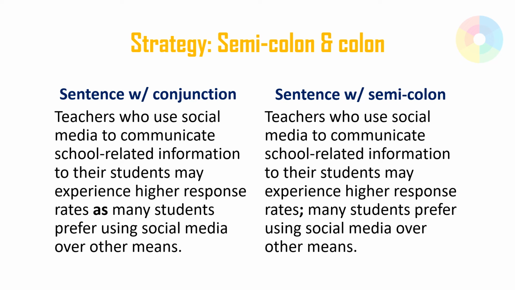So let's start with the sentence that has a conjunction, and then we're going to rewrite it with just the semicolon. Teachers who use social media to communicate school-related information to their students may experience higher response rates as many students prefer using social media over other means. Teachers who use social media to communicate school-related information to their students may experience higher response rates. Many students prefer using social media over other means.